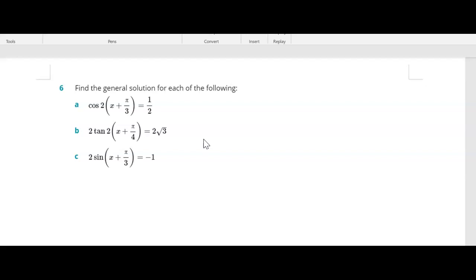Question 6, find the general solution for each of the following. This time we have brackets, so we can just do it the same way as before. But instead of x equals, we're going to have 2x plus pi on 3. Now, what was cos 0.5? I did it before, but I'm too scared to scroll up, so I'll just quickly do it on my calculator.